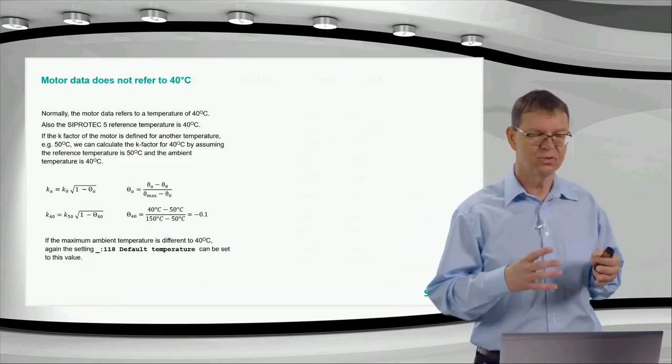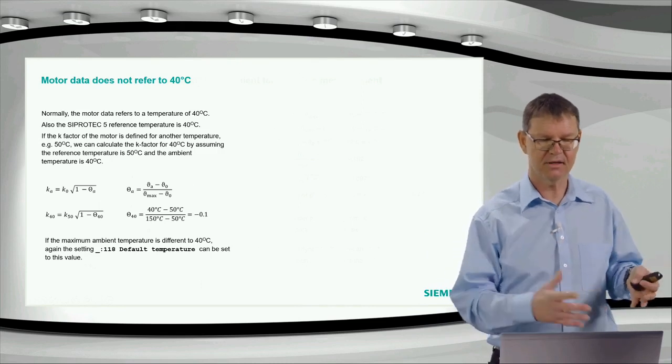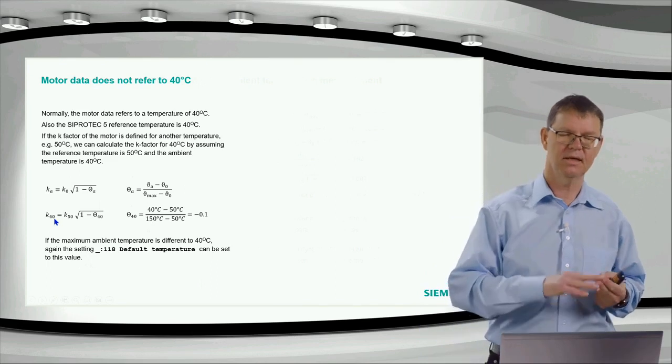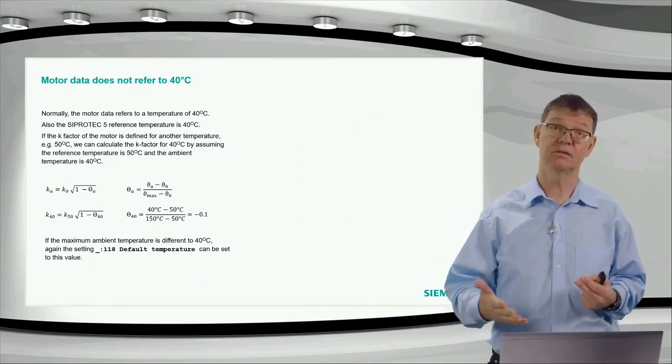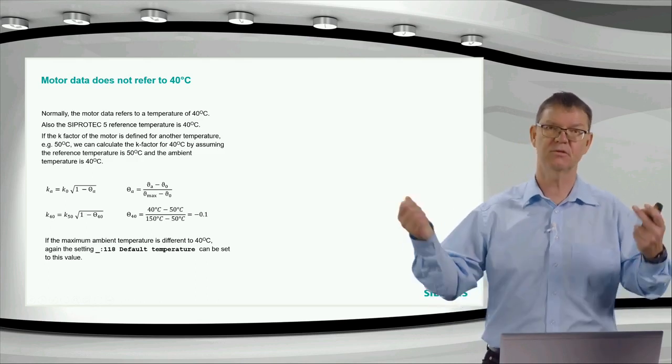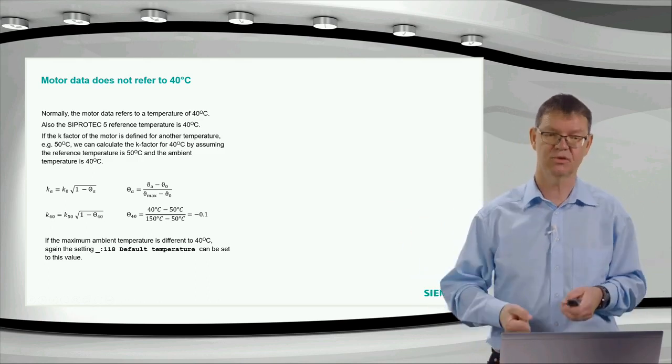So what I need to do in that case is I set the K factor according to the new calculated value, and then I set the ambient temperature as it is in reality, 55 degrees, or I connect the sensor again and measure the ambient temperature dynamically.